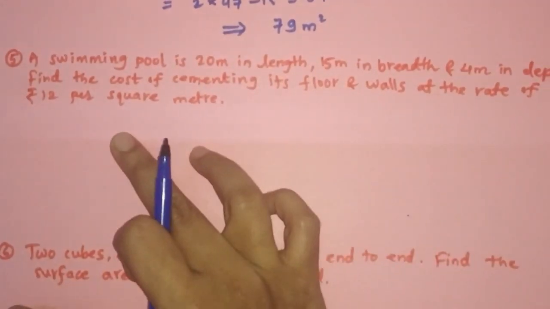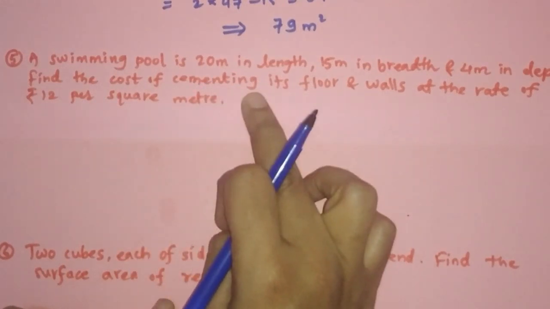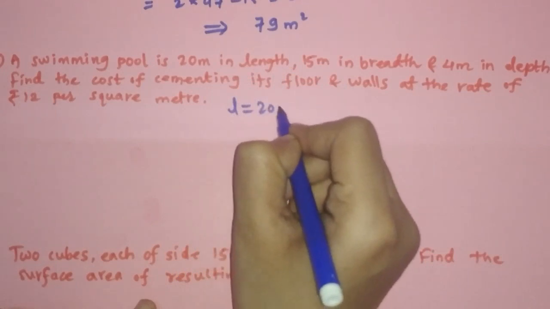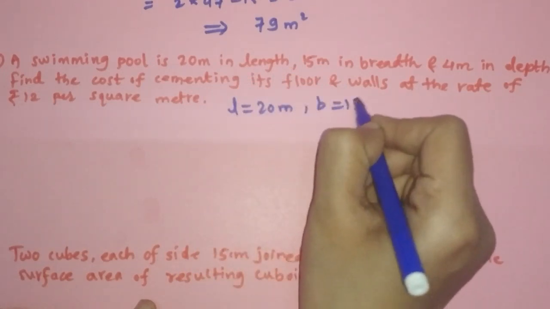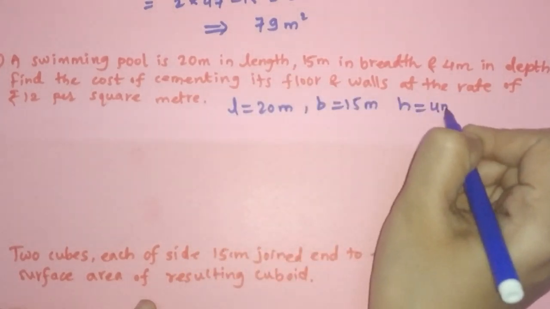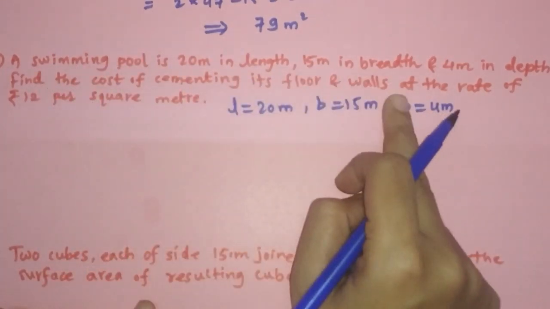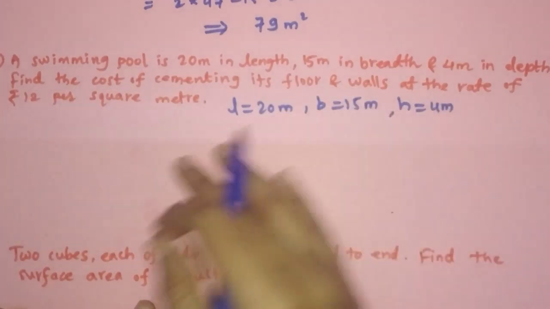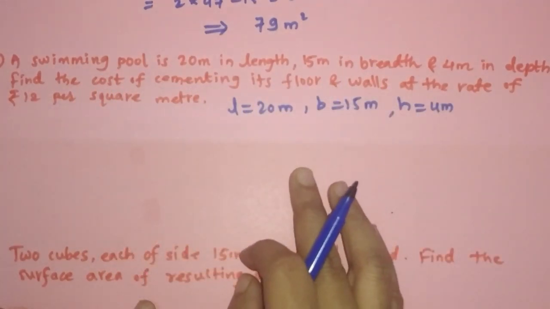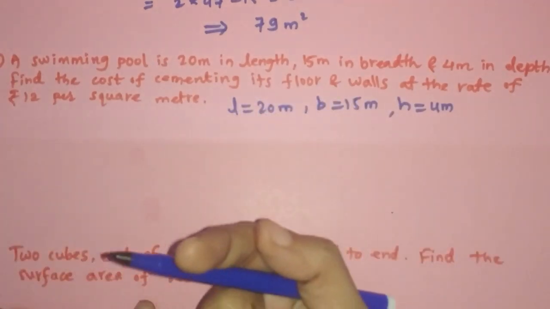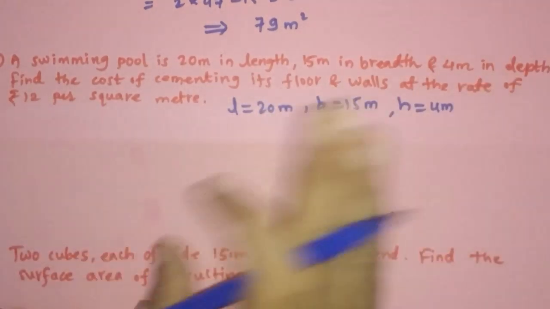So the next question is: a swimming pool is 20 meters in length, its breadth is 15 meters, and its height is 4 meters. Now we have to find the cost of cementing its floor and the walls. Remember that the swimming pool floor is there, so we will cement the walls and the floor, not the ceiling, as it is not there.